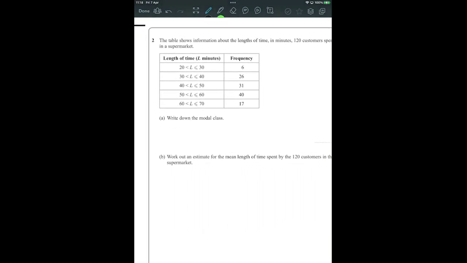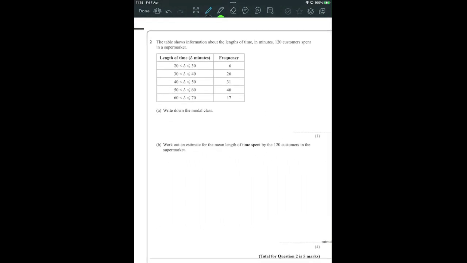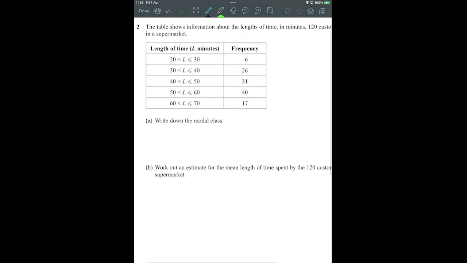Table shows information at its time in minutes of 120 customers. That might be important later. And we have our group frequency table. We want to find the modal class. Which class is the most common? Well, this one here has the highest frequency, so our modal class is 50 to 60. Don't put 40. 40 was the frequency. That's how often the modal class appeared. The class itself is 50 to 60.